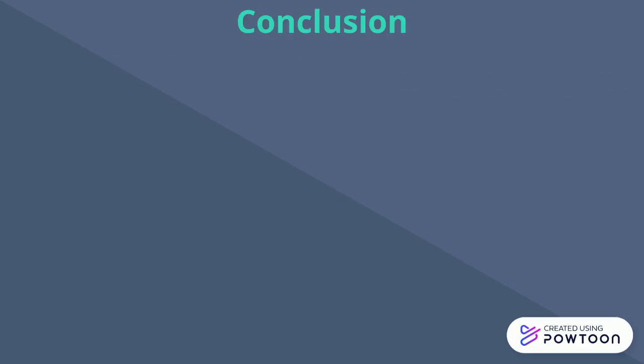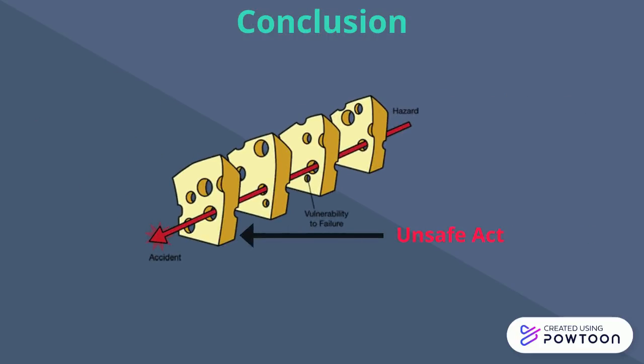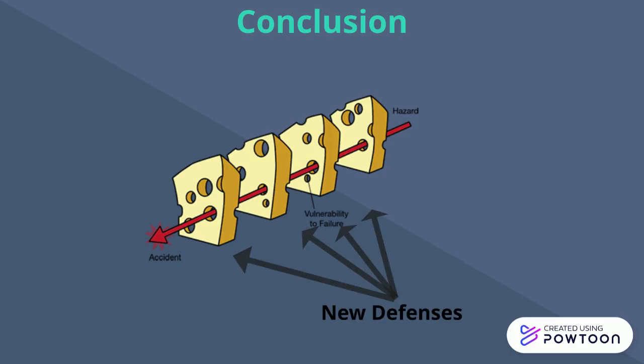We can see that accidents are not caused just by one unsafe act. Instead, they're caused by a chain of events. This model allows organizations and investigators to allocate resources to create new defenses to stop and detect failures before accidents happen.